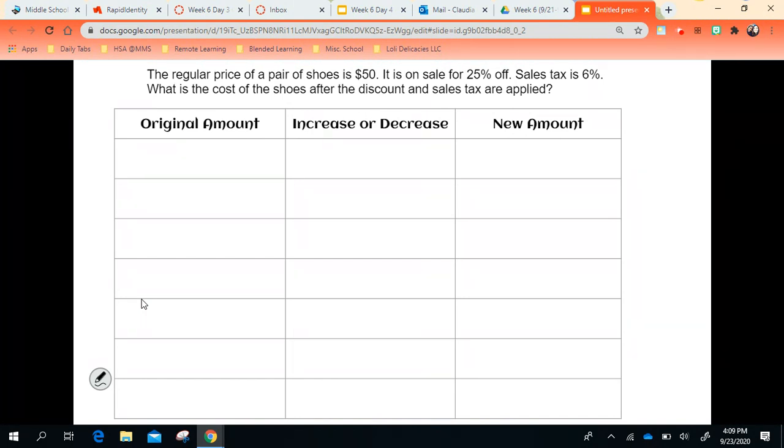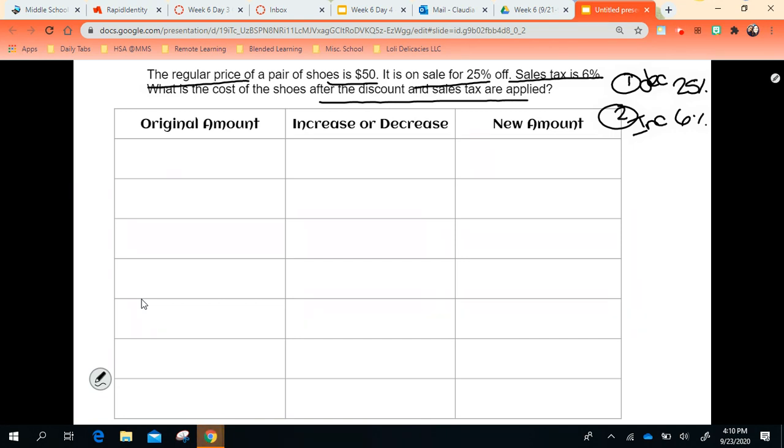So, the regular price of a pair of shoes is $50. It's on sale for 25% off. So to the side, I like to write down what my first and second steps are going to be so that later I don't get confused. So I know my first step is a sale, which means it's a decrease of 25%. Sales tax is 6%. That is an increase of 6%. What is the cost of the shoes after the discount and sales tax are applied?